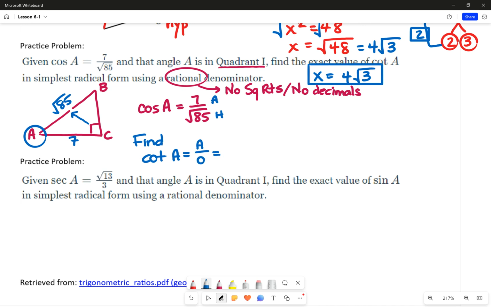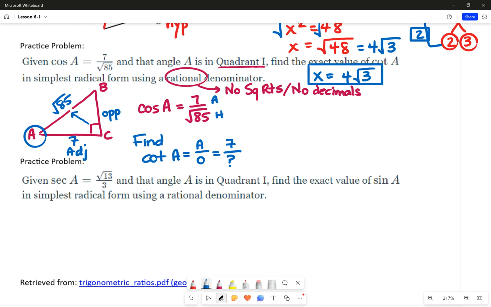Now here's the good thing. A standing for adjacent. I have the adjacent length. I already have 7. Okay, that was given to me. This was adjacent right here. So I'm good. But the opposite side, which is this side, I don't have a number. So I'm still missing a piece. So I need to find that side. So how do I find that side?